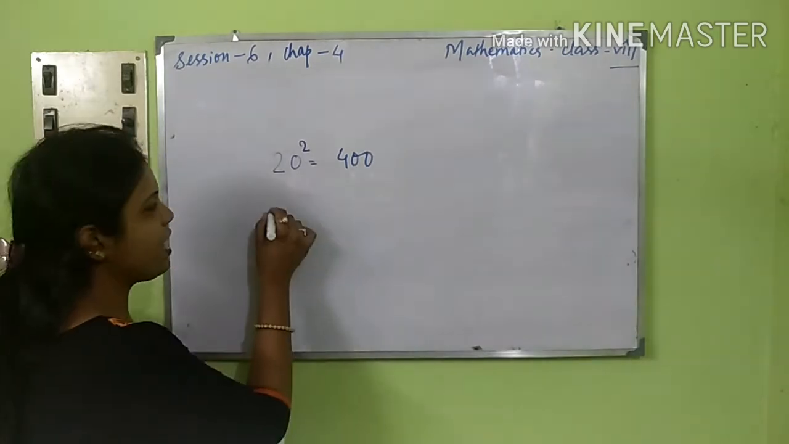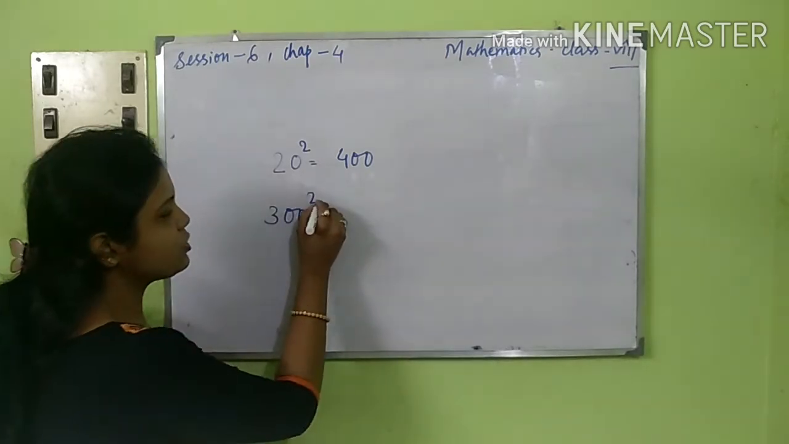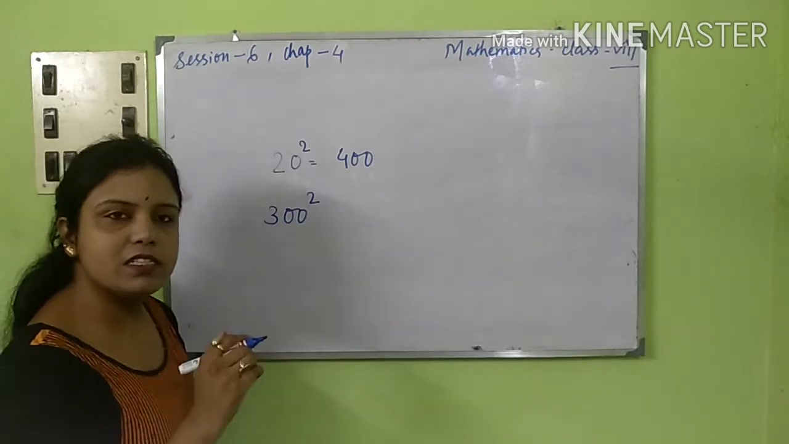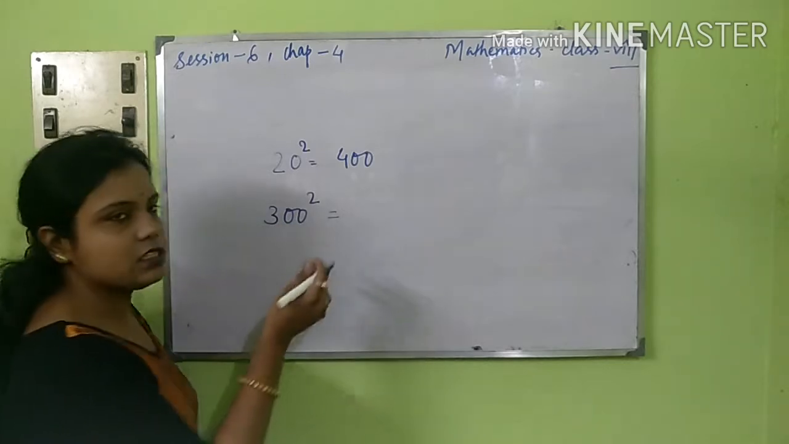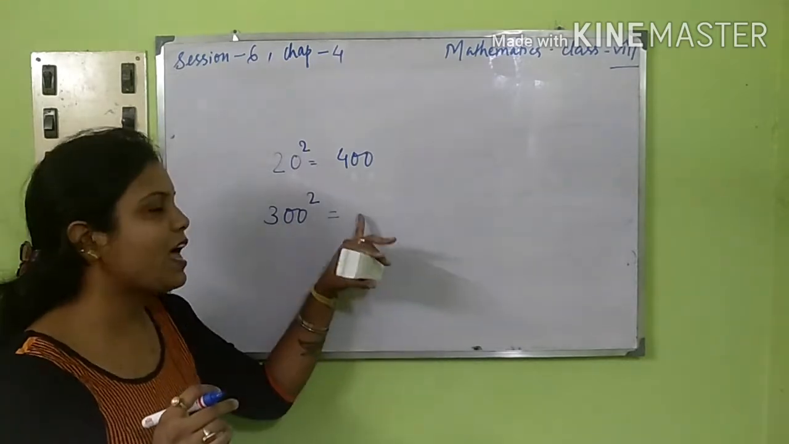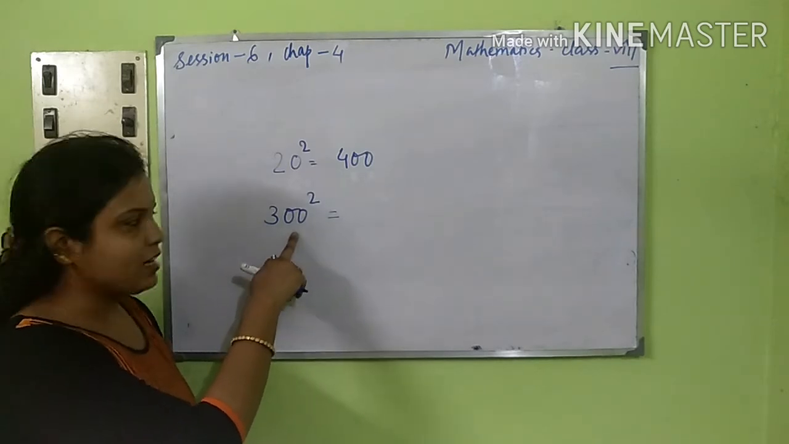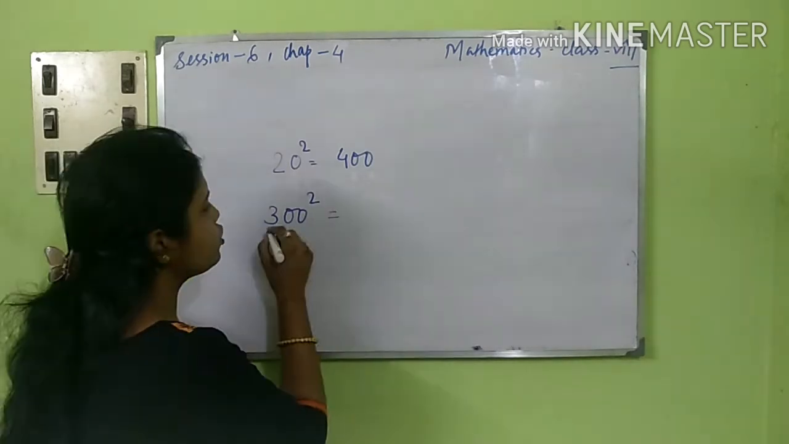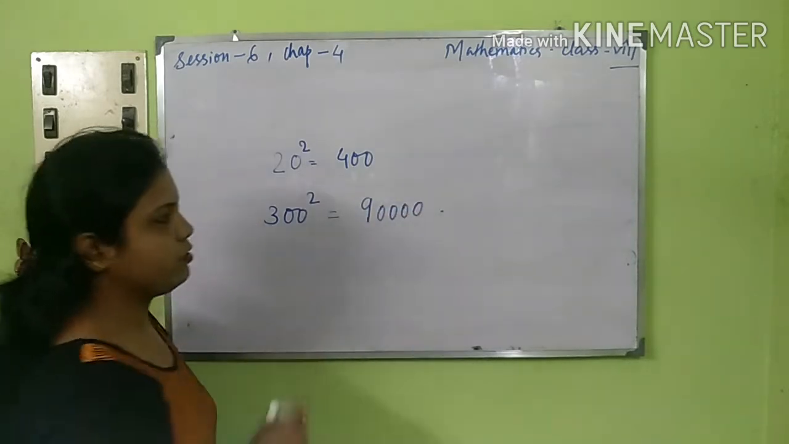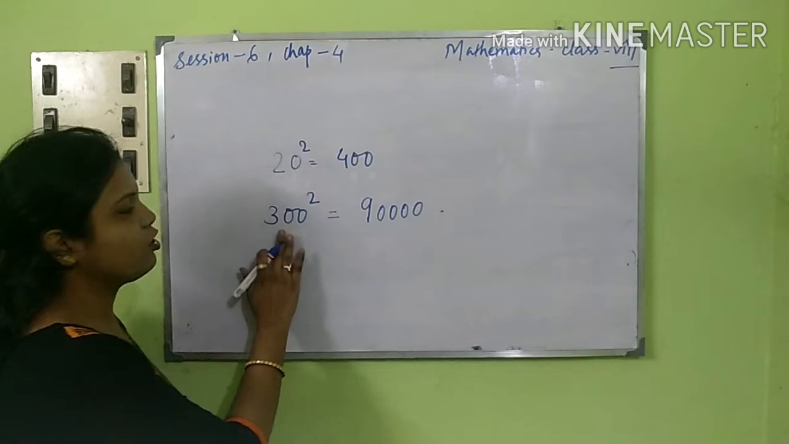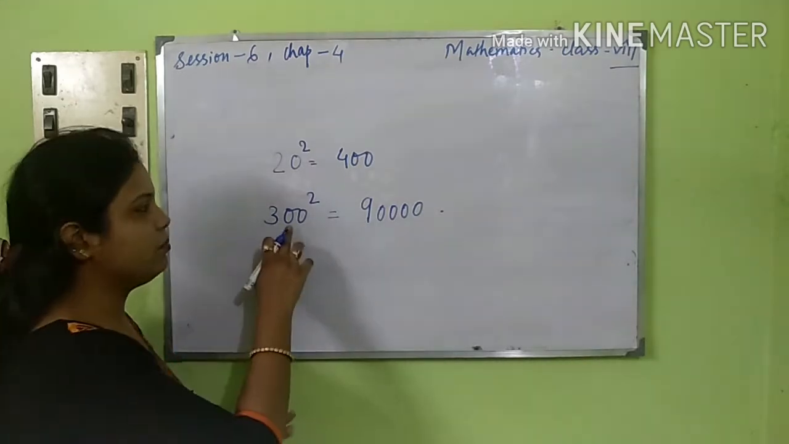Next, suppose I am having 300. I need the square of this particular number 300. How many zeros are there? 2 zeros, right? So the number of zeros in the answer will be double that, that means it will be 4 in number. So 3 threes are 9 and then 4 zeros. So this is the answer of 300 square. I said the zeros will be doubled.